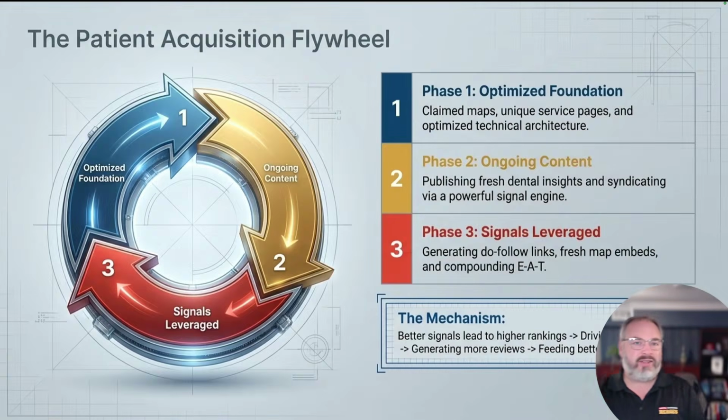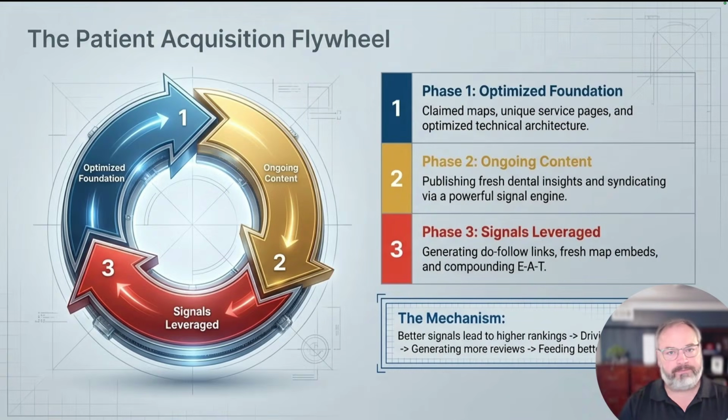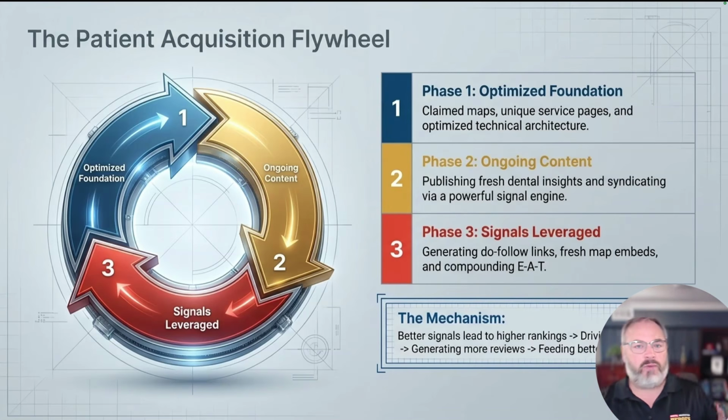All right, let's look at the patient acquisition flywheel. In phase 1, you want to have an optimized foundation. You want to claim your Google business profile. You want to dominate maps. That's one of the main areas. You want to have unique service pages. You want to optimize your website to the max from a technical standpoint and an SEO standpoint.